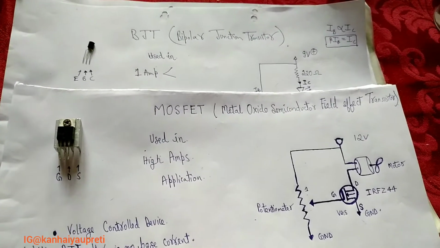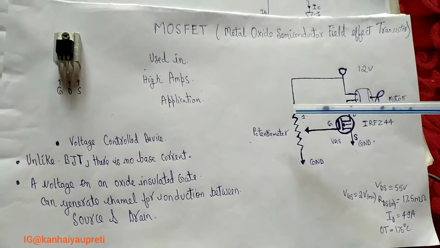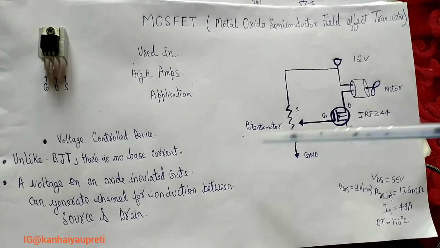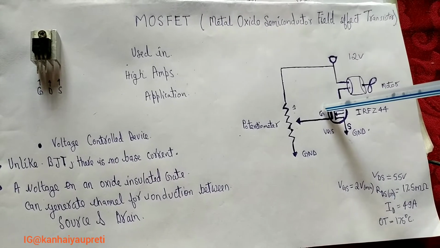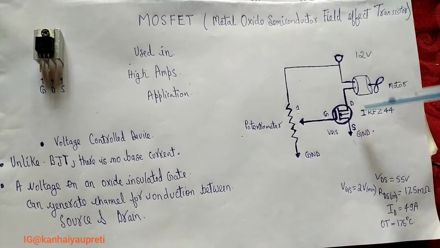Unlike BJTs, MOSFETs are voltage control devices, which means that there is no base current and the voltage at the gate terminal will determine how much current will flow through the drain to source.